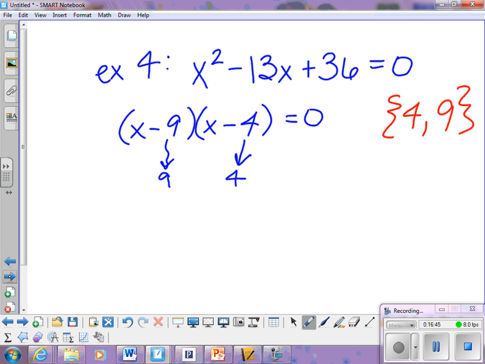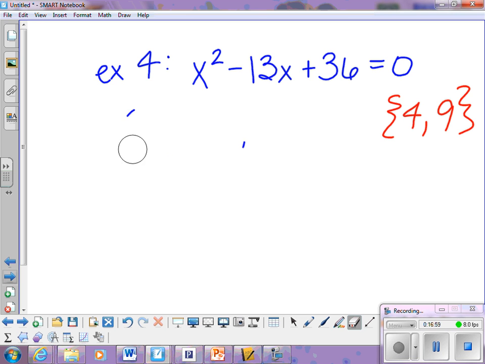I'm going to do this problem by completing the square now. It was easier to factor it, wasn't it? But sometimes you can't factor it, so you need to know how to complete the square, okay? Are you good? I'm going to erase this, that way I can show you. All right, the first thing you have to do is you have to get the x squared and the 13x on a side by itself, okay?